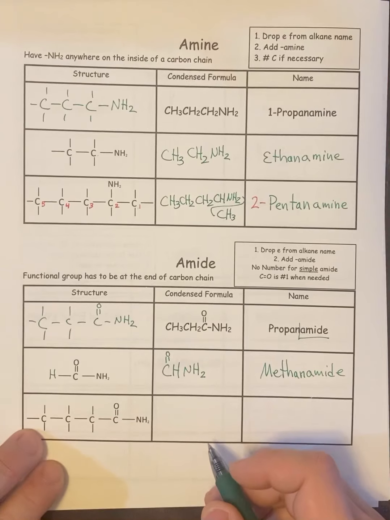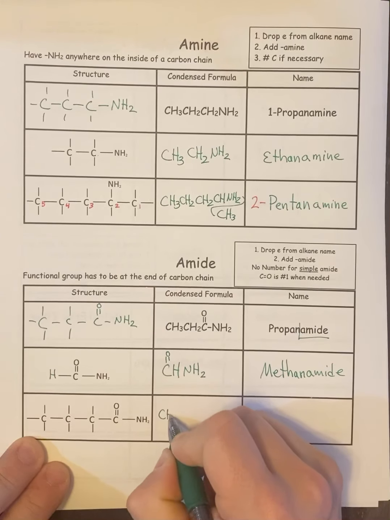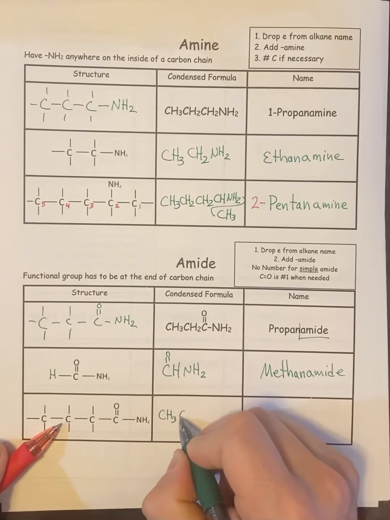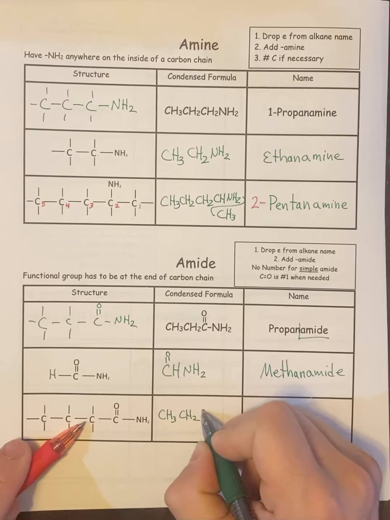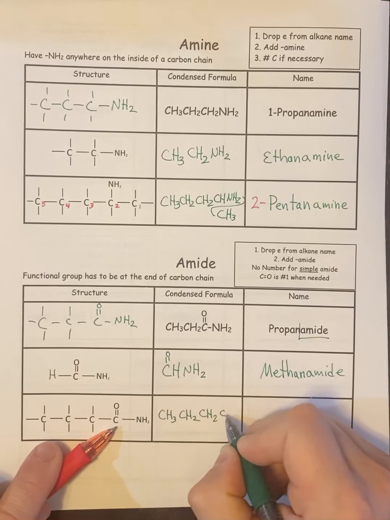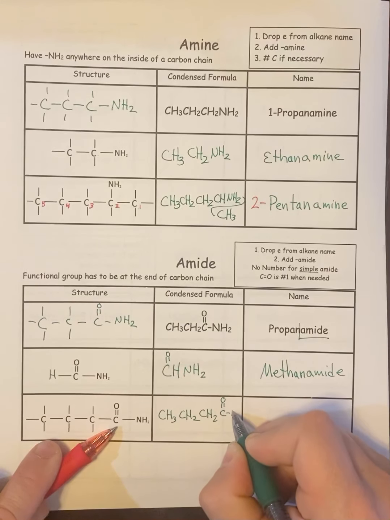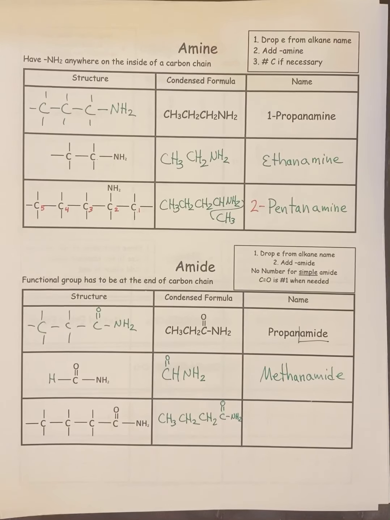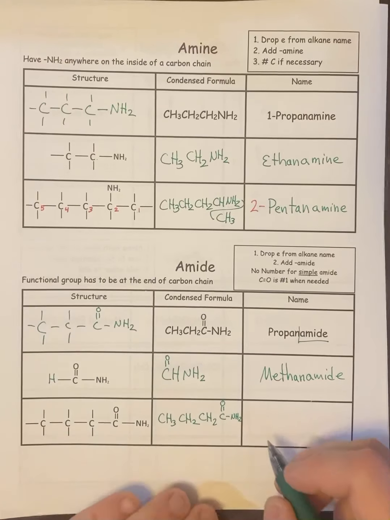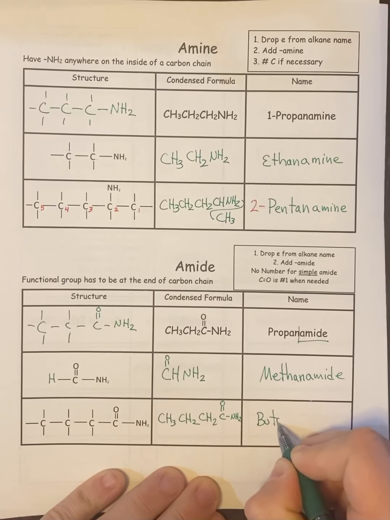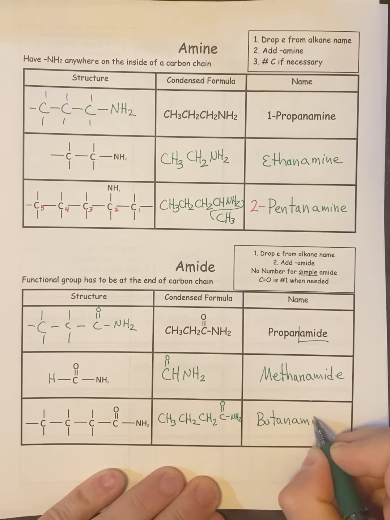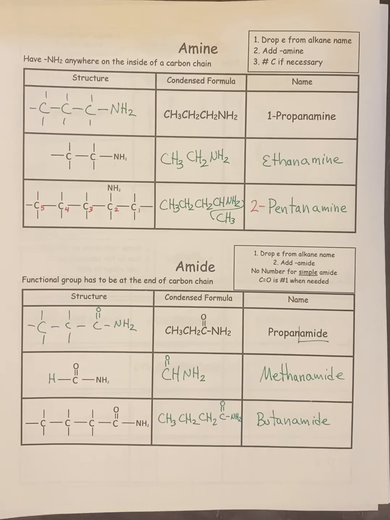For this next one, condensing is much more convenient. It's CH3 for this carbon, then CH2, CH2, and here I put a dash in. If you didn't include the dash, that's totally fine. So that's what it looks like. And then this one would be butane, A-N-E, drop the E, add amide.